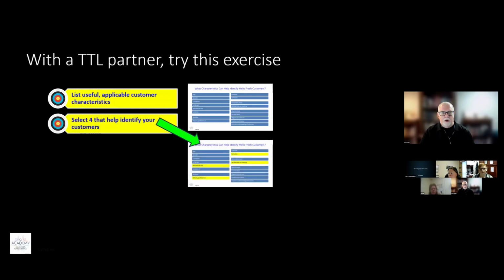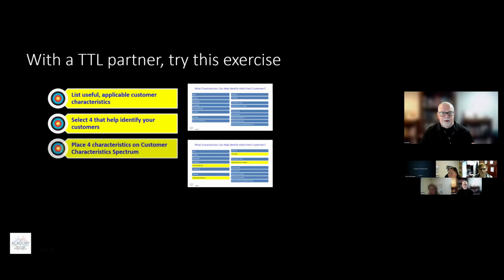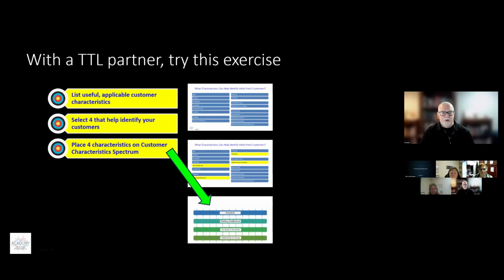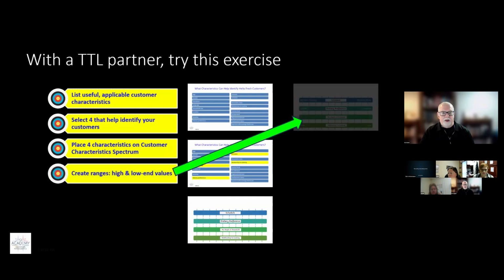You can select 4. You might select 4 with or without your partner. You can say, help me pick these people. Place 4 characteristics on the customer spectrum. So you fill those out, and then you identify the ranges. What are the highs and lows of each of those characteristics?